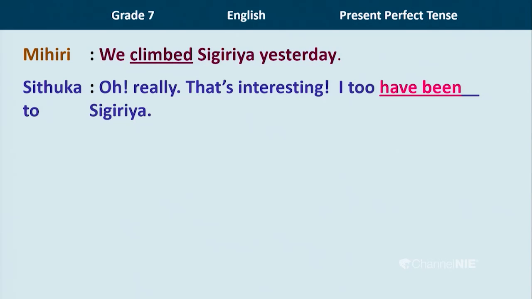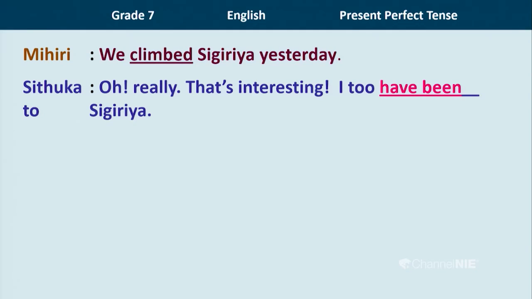Now children, you can see both Mihiri and Situka are talking about their experience of climbing Sigiriya. But notice, Mihiri is using past tense, whereas Situka has used have been, that means the present perfect. Now why is this, children? Mihiri is using past tense to tell that she climbed Sigiriya, and Situka is using present perfect. Why is that? We'll see.